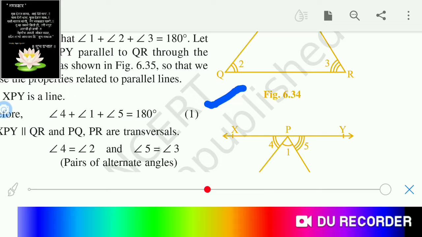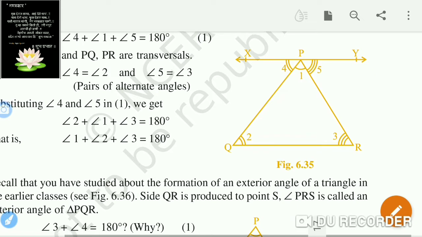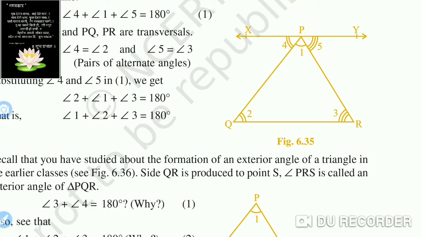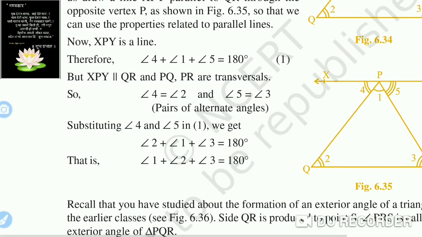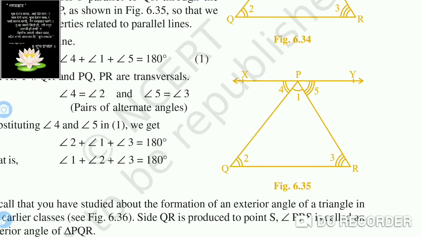Then if you observe here, angle 4 and 2 are alternate angles, and angle 5 and angle 3 are alternate angles, because this is a parallel line and PQ and PR are transversals. XPY is parallel to QR, and PQ and PR are transversals. So angle 4 is equal to angle 2, and angle 5 is equal to angle 3. So instead of angle 4 we can put angle 2, and instead of angle 5 we can put angle 3.